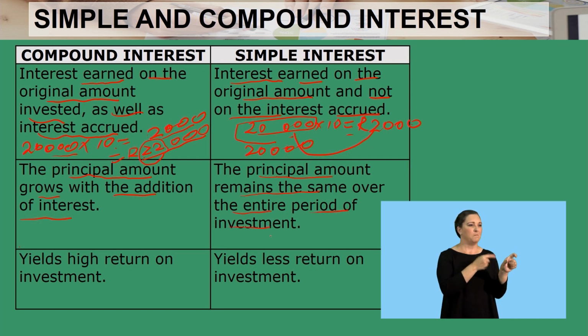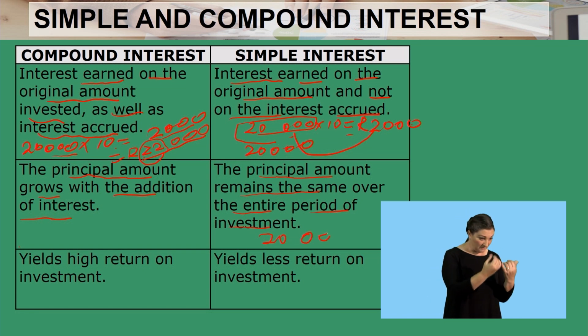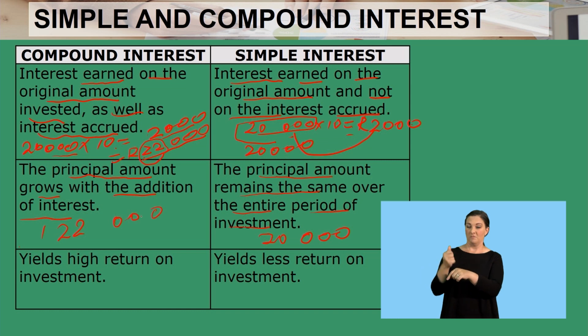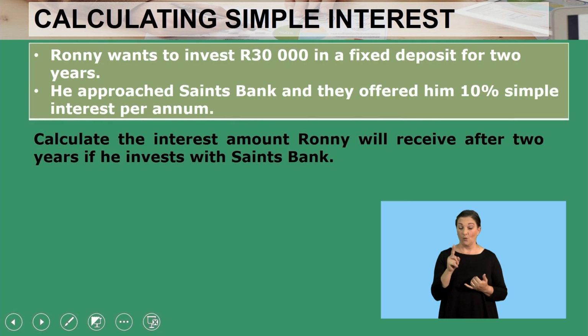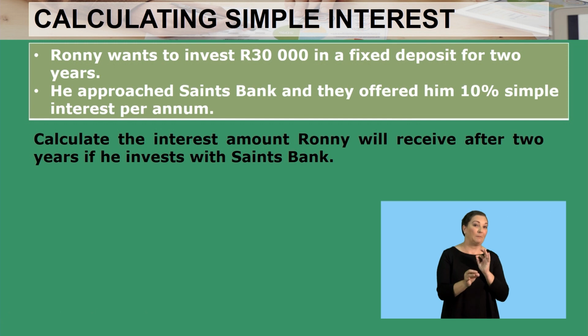So for each and every year, the investment period or the capital amount invested or principal amount will remain 20,000, whereas this side, it will increase to 22,000 and more depending on the number of years. And then with compound, it yields higher return on investment, whereas simple yields less return on investment. Now, let us look into calculating simple interest.